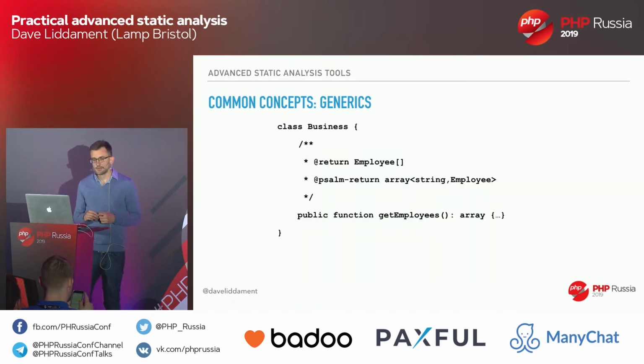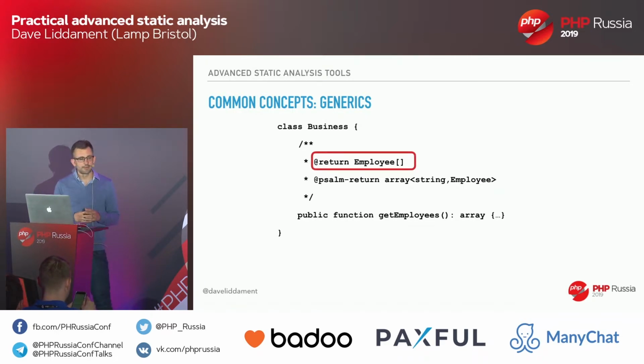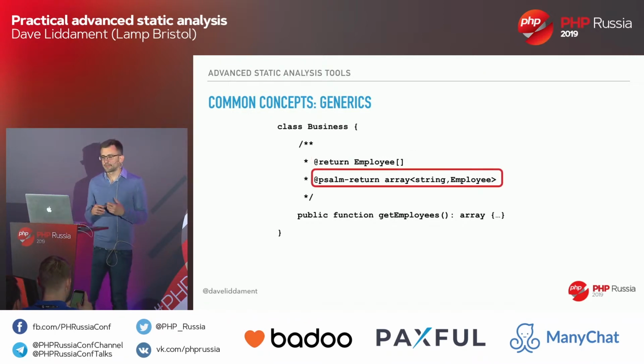Fortunately, it's not a choice we have to make. What we can do is leave in our return type annotation that says @return Employee[], and Psalm understands that, and PHPStorm understands that. We can add in this extra annotation called @psalm-return, and this is in the format where we actually give the extra information about what the key is in the array.